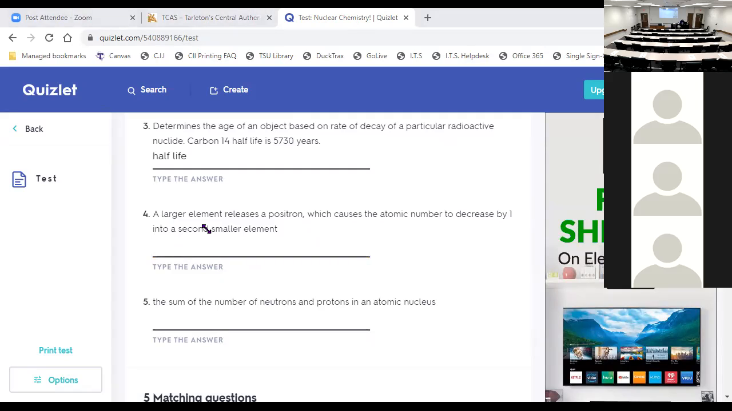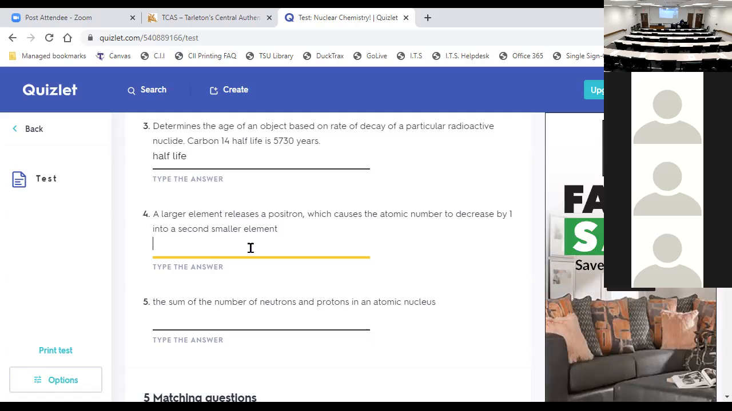I'll give the options again. We have alpha emission, where it emits an alpha particle, beta emission, where it emits a beta particle, positron emission, where it emits a positron, gamma radiation, which is a different kind of radiation, and electron capture, where it captures an electron. So which one do you think releases a positron?